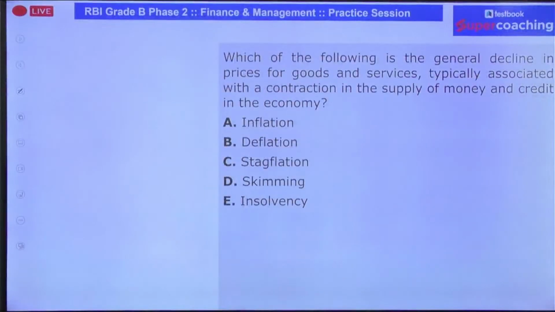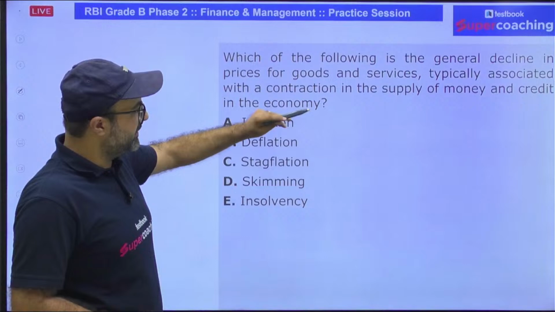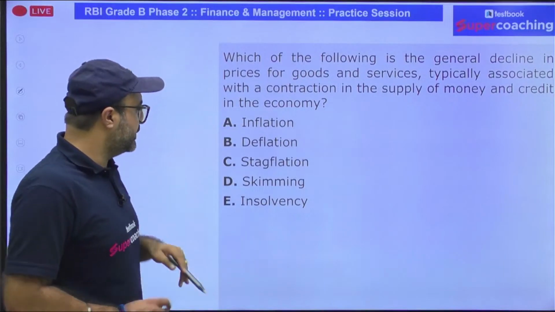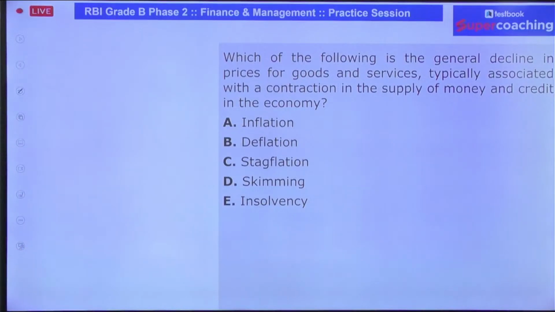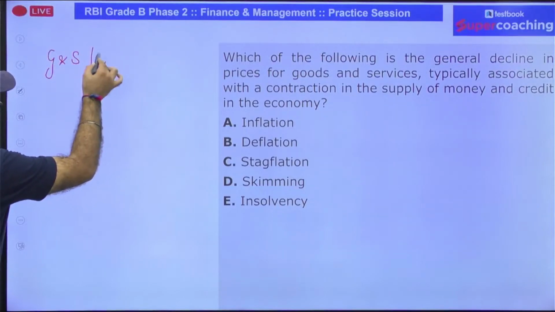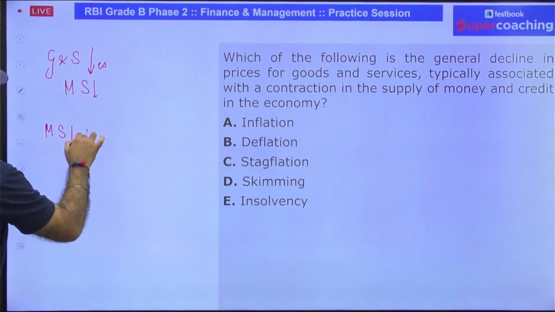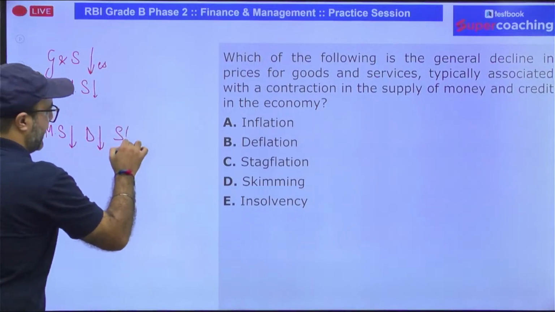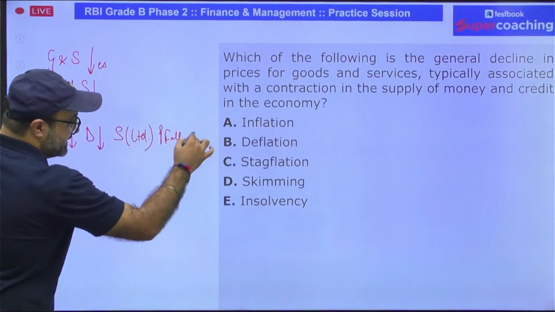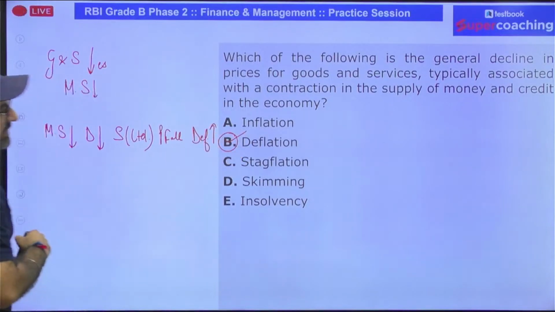The next question says, which of the following is the general decline in prices for goods and services, typically associated with a contraction in the supply of money and credit in the economy? So basically, what does it say? Whenever the price of goods and services decreases, and they decrease because of a decrease in money supply. We know this, when money supply decreases, it results in a decrease in demand. Supply cannot be decreased simultaneously, which will result in a decrease in price, and this results in what? Deflation.